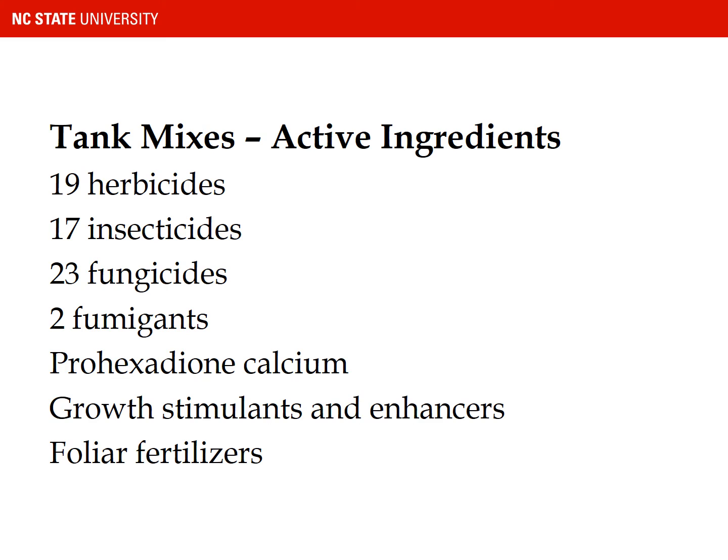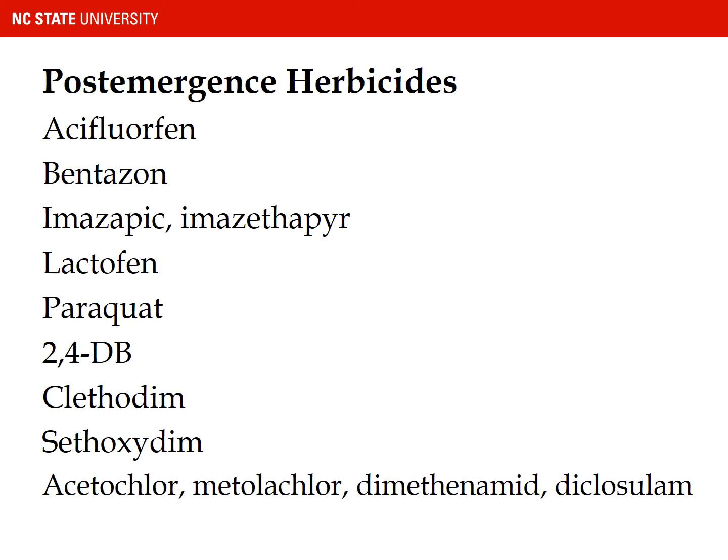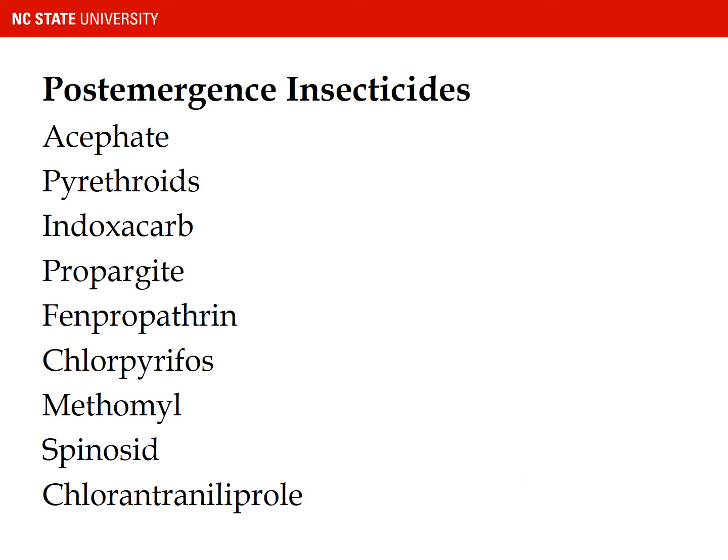I showed you earlier that there was a lot of overlap between the timing of when materials go out, but there's a lot of products that could go out at that point in time. So post-emergence herbicides: acifluorfen, bentazon, imazapic, imazethapyr, lactofen, paraquat, 2,4-DB, clethodim, sethoxydim, acetochlor, metolachlor, dimethenamide, diclosulam. I should have Zidua and Anthem Flex listed in here, and I failed to get those put in there, but those are also residual herbicides you could deal with.